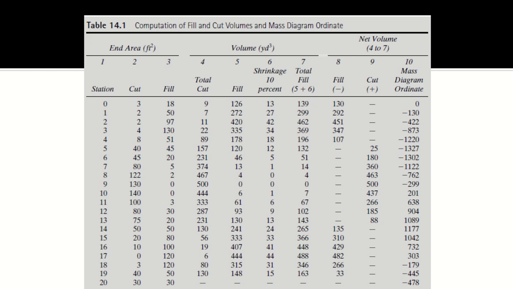Then I'm at station 10. From station 10, I will go to station 11. Now I will take the mid of 10 and 11, and I'm going up to again 1120. The mid of 10 and 11 will be 1050, right? And this is multiplied by the ordinate between them, which is 638 minus 201.